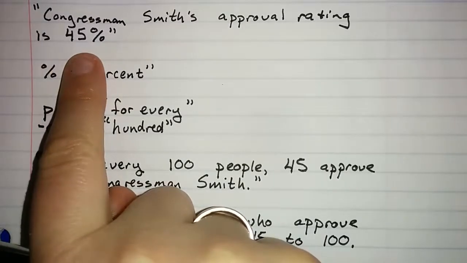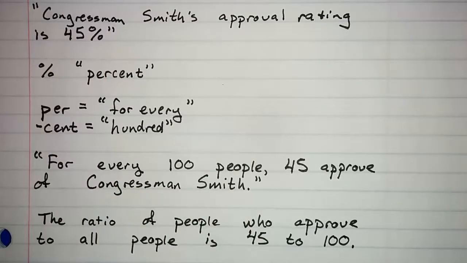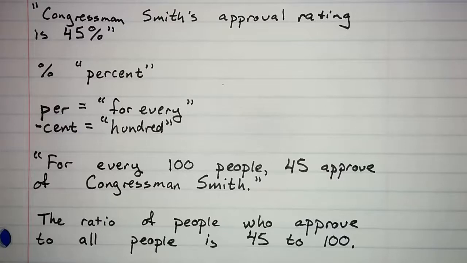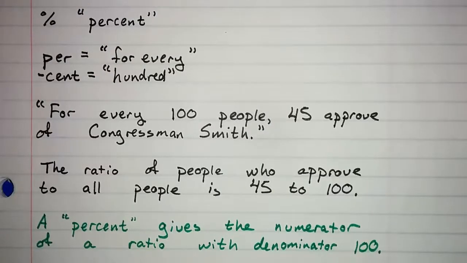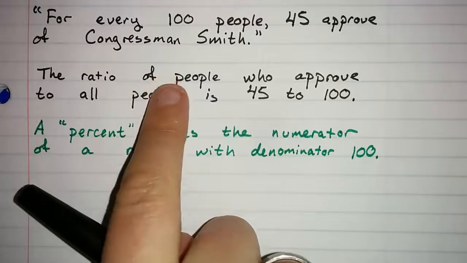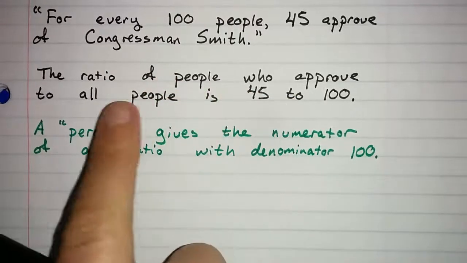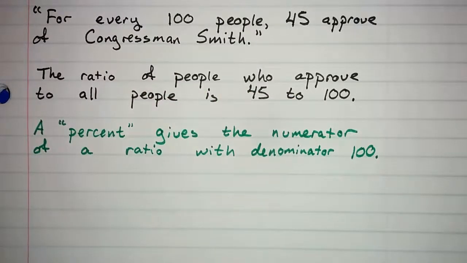This 45% expresses a ratio, but it really only tells us the numerator, right? What's the denominator? The denominator is always 100. A percent gives the numerator of a ratio with denominator 100. But the ratio of what to what? Well, in this example, the ratio of people who approve to all people.